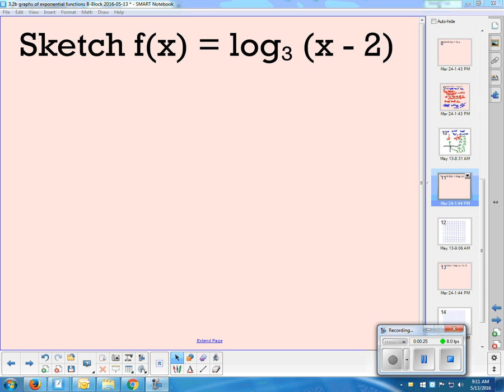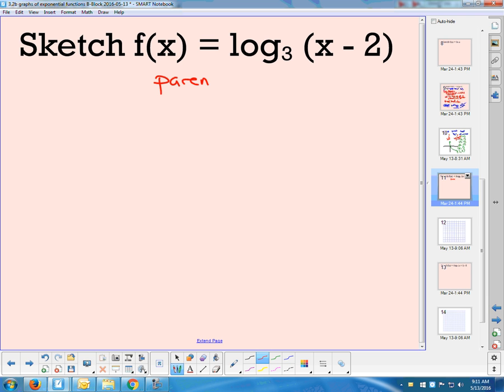Our first example, sketch f of x equals logarithm with base 3 of x minus 2. So in this particular case, the parent function would be y equals logarithm base 3 of x. That would be the basic logarithmic function that this is built off of if we ignore the transformations.